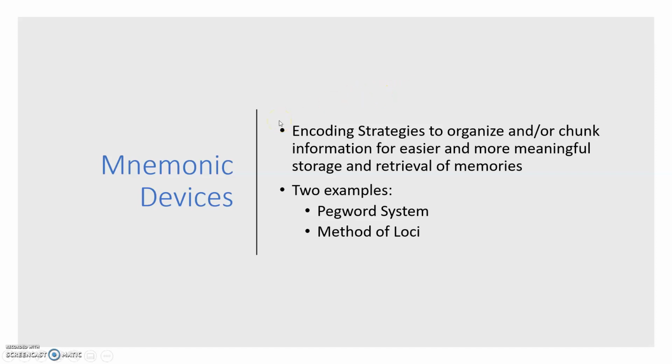An example, if you'll remember, is using phone numbers. So 10-digit numbers can be hard to remember unless we're breaking them up into sets of 3 or 4 digits like we do with phone numbers. So we use this encoding strategy to organize and chunk information for easier and more meaningful storage and retrieval of memories. One of the big things we're going to do today, we have these two examples of this Pegword system and this method of loci.